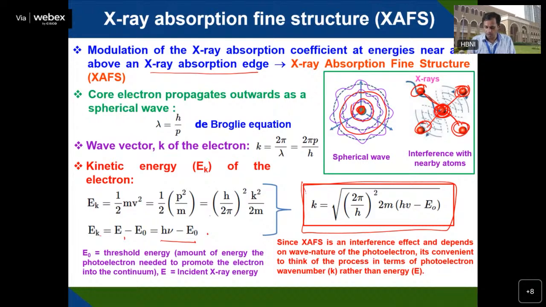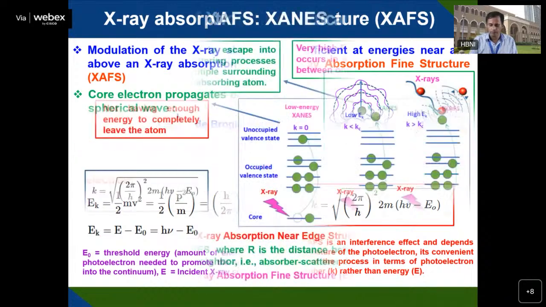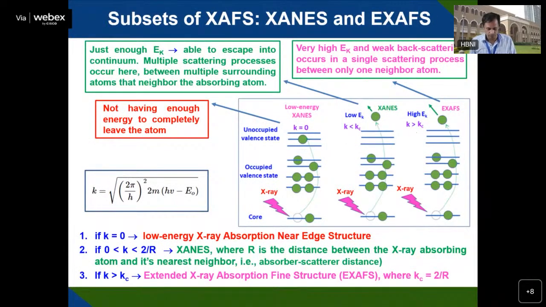So that's why it's easier to express X-ray absorption spectroscopy in terms of wave number rather than energy. So we express X-ray absorption spectroscopy in terms of the wave number K. Like you have a core level here, and X-ray is falling here. There are three phenomena that can be possible.